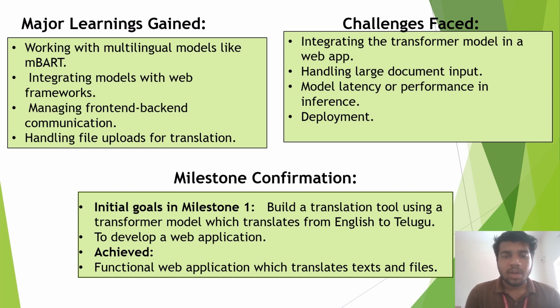Now coming to milestone confirmation. Here is a confirmation of what we have achieved in milestone 1. At the beginning of the project, the goals were to build a translation system from English to Telugu using a transformer model, and to integrate it into a working web application. The translator system works using the mBART model. The web app is fully functional and can translate both typed text and uploaded text files.